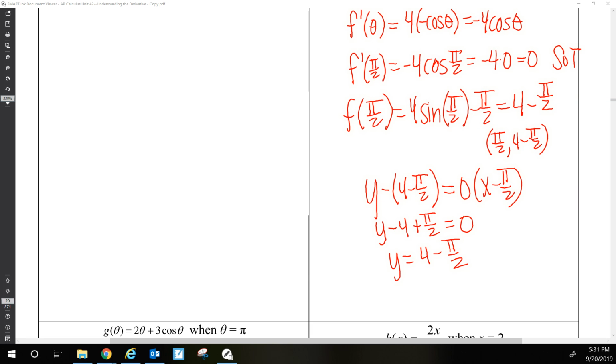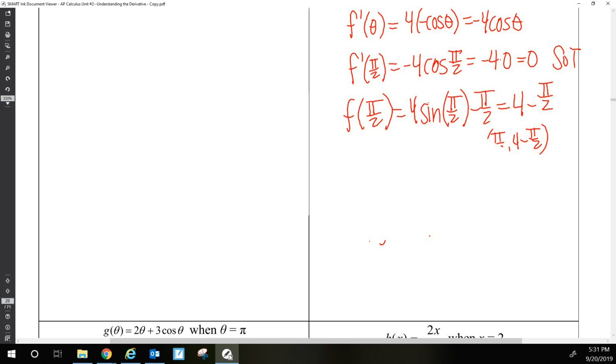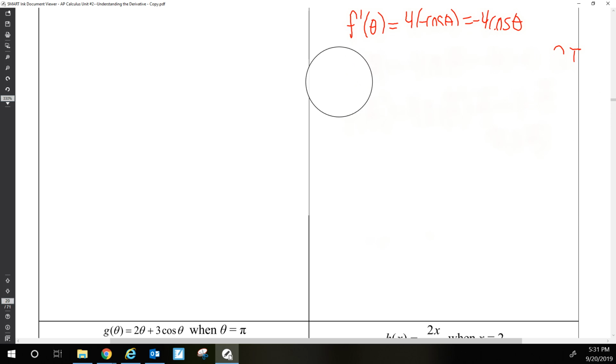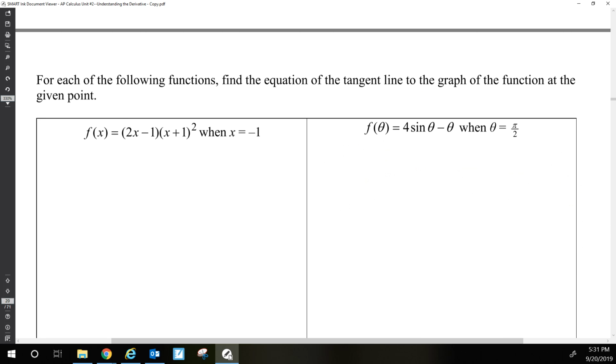Welcome back, AP Calculus. You're looking at my mess right here because I messed it up. Forgot a little -1. Now I have to start all over again, but that's okay.